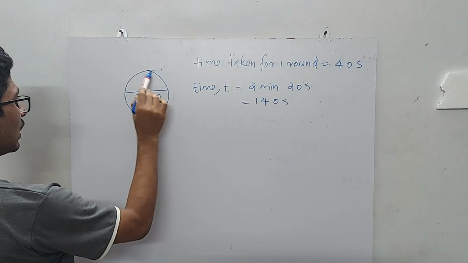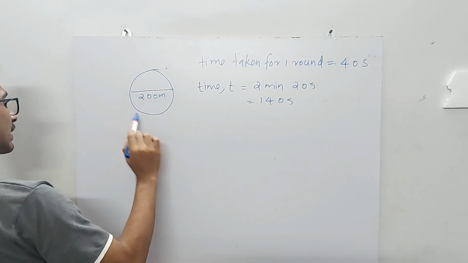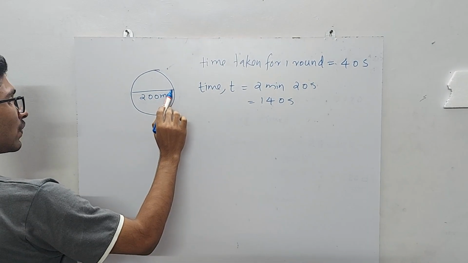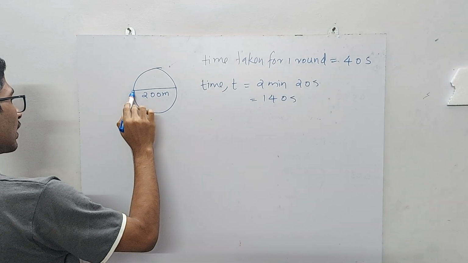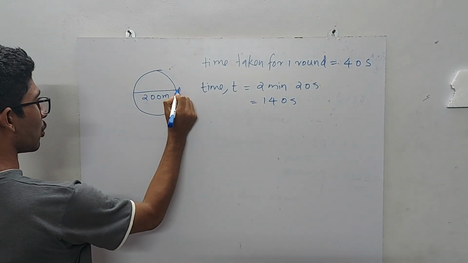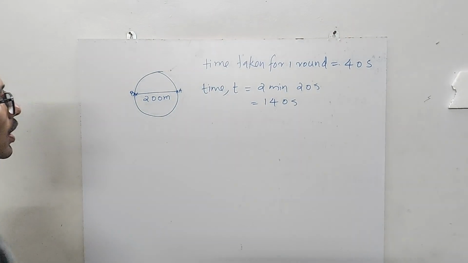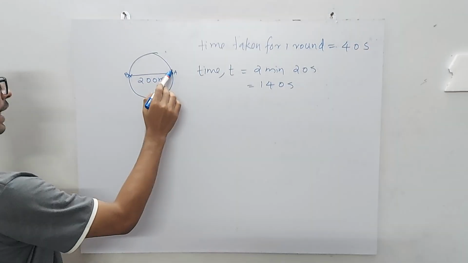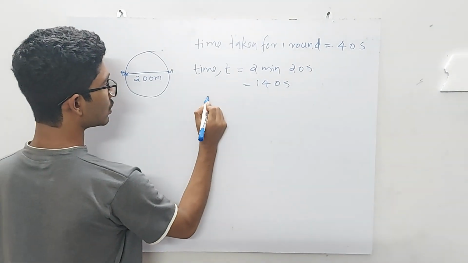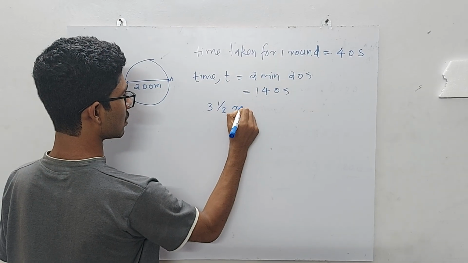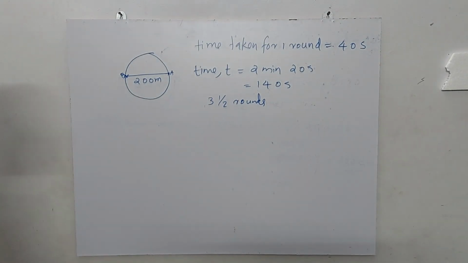So he starts from here: 40 seconds, one round; 80 seconds, second round; 120 seconds, third round; and then after 120 he has 20 more seconds. So after 120, by 140 he will reach here. So this is his initial point A, and this is his final point B. So in total he is completing 3.5 rounds around the track.